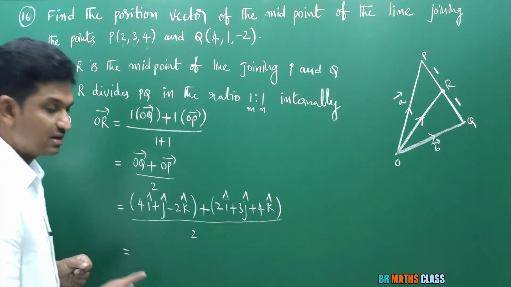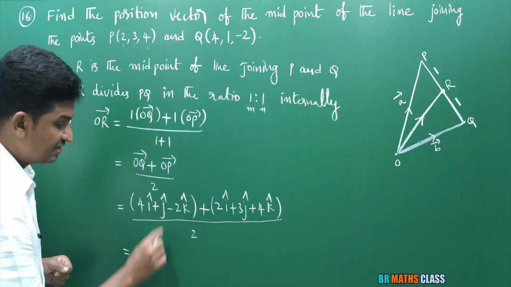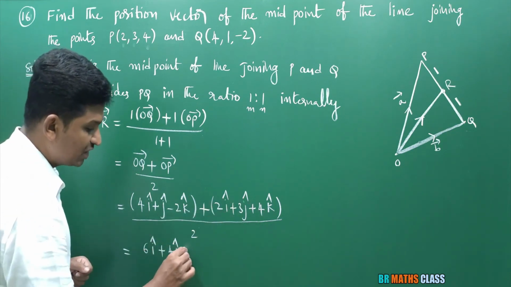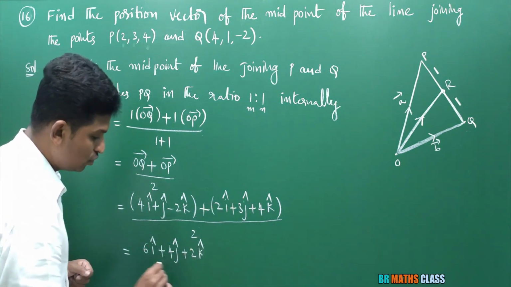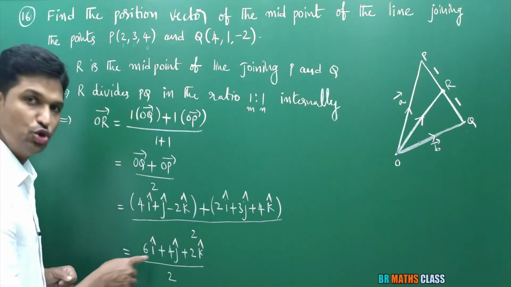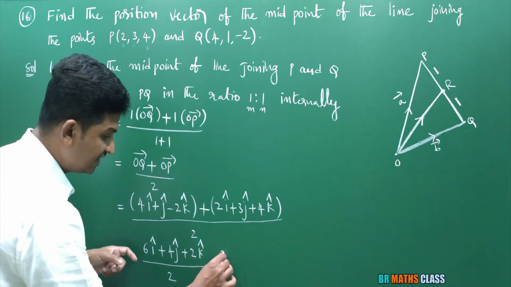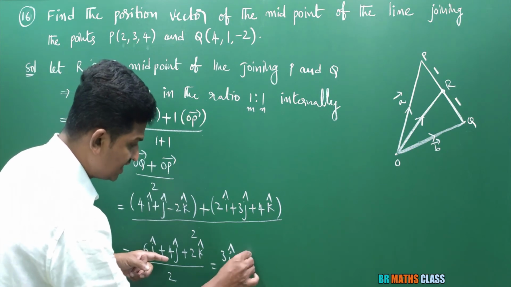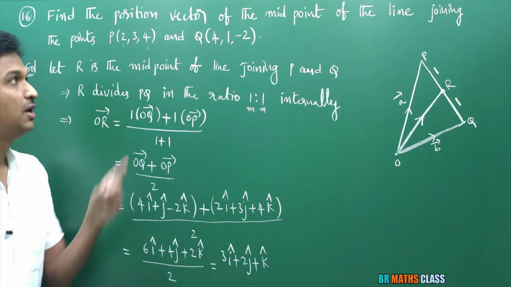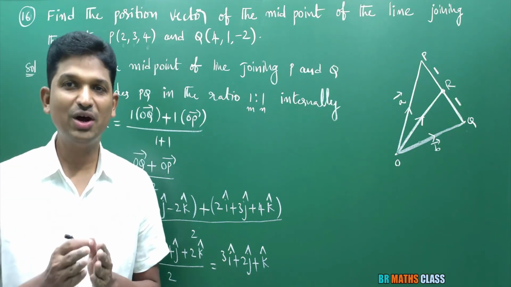We'll simplify this by adding these two vectors. You see here 4 plus 2 is 6 i cap, plus 1 plus 3, that is 4 j cap, minus 2 plus 4, that is plus 2 k cap, whole divided by 2. I can take 2 common in the numerator, and that will get cancelled with the denominator. Then what you will get is 3 i cap plus 2 j cap plus k cap. What is this? This is the position vector of the midpoint of the line joining the points P and Q. I hope you understand this.